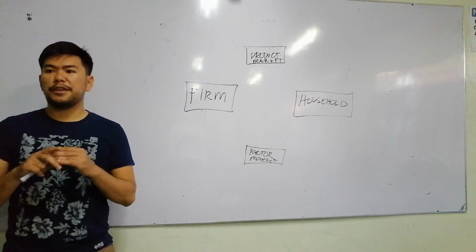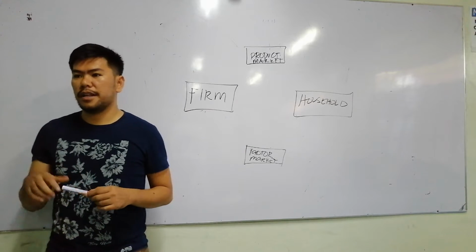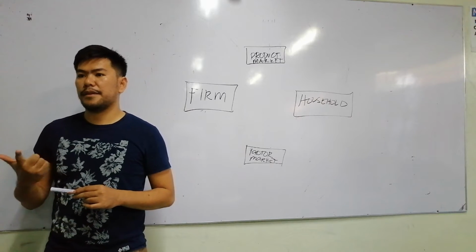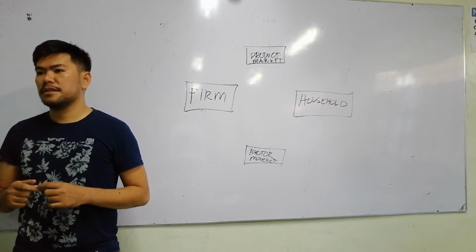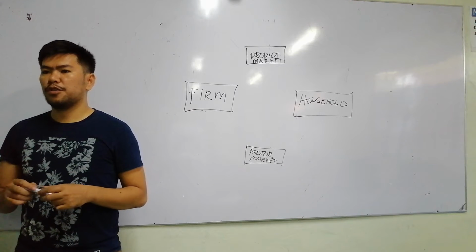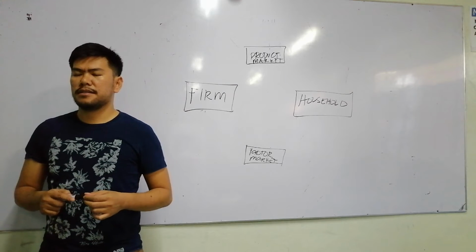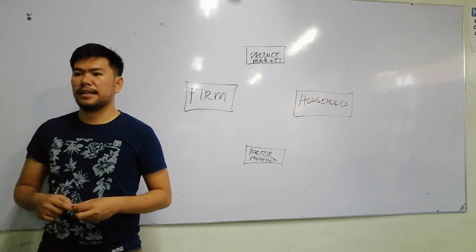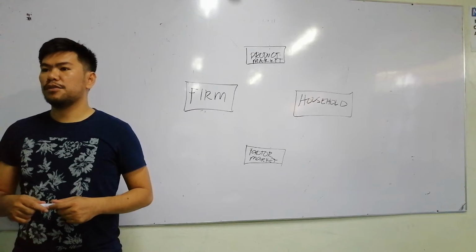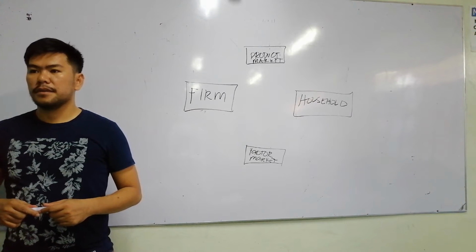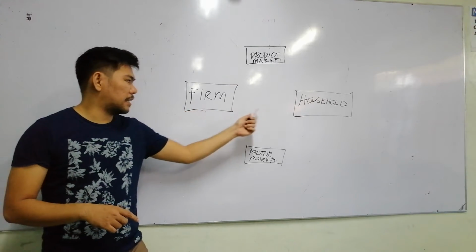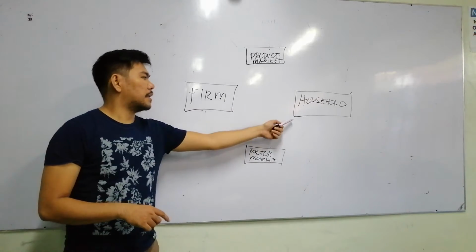There are two main branches of economics. One is microeconomics and the other one is macroeconomics. So when we talk about microeconomics, it deals with the study of the individual units of the economy or of the society. So what are these individual units that we're talking about? These are the main individual units, the firm and the household.